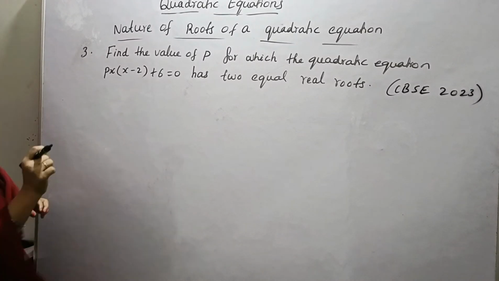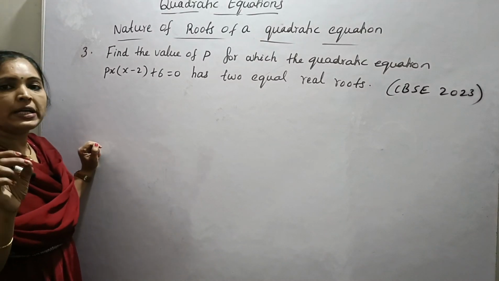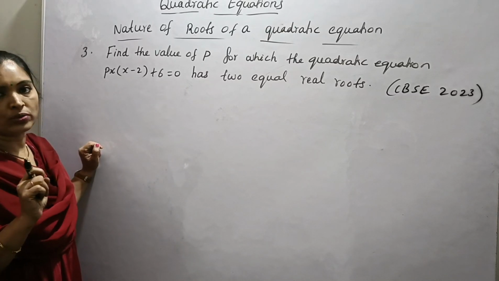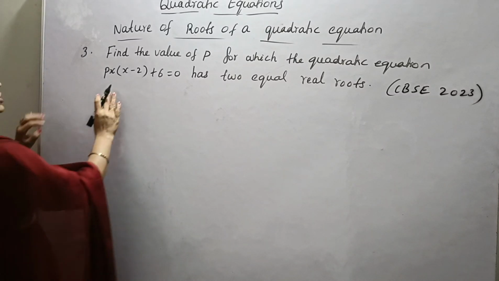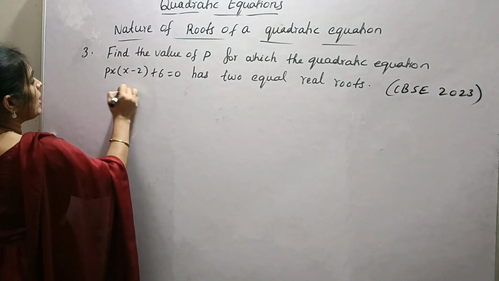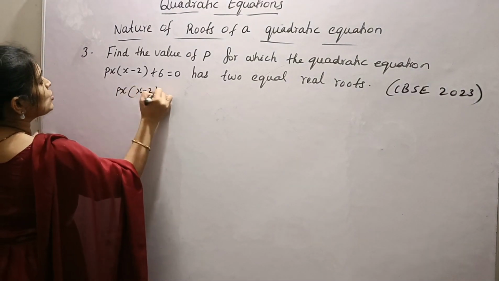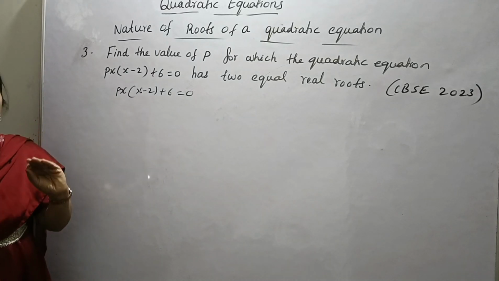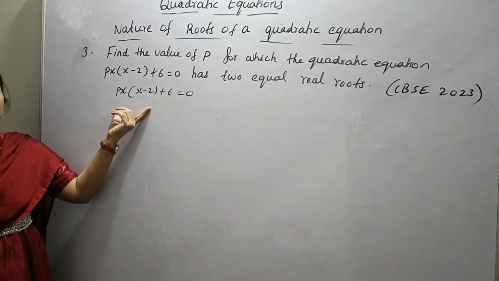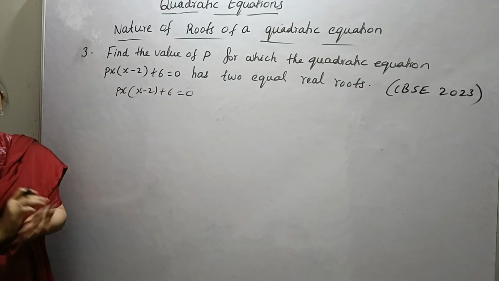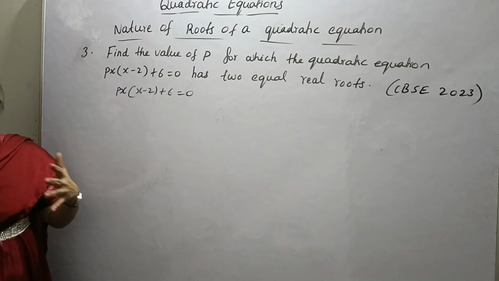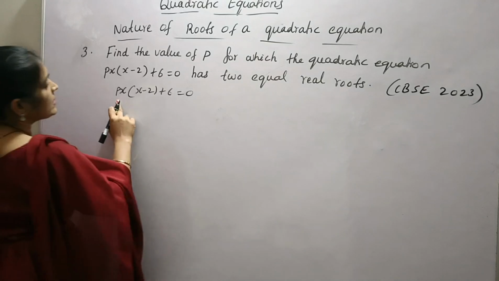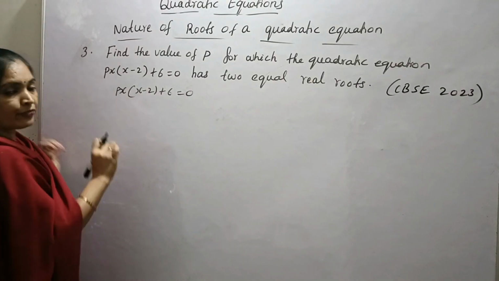And we know that if b square minus 4ac is equal to 0, then the given equation has only one real root, right? So first of all, let's write the given equation: px into x minus 2 plus 6 is equal to 0. See, first of all, we have to write the given equation in the standard form of a quadratic equation. After that, you will find the roots or discriminant. So let's make it in the standard form.